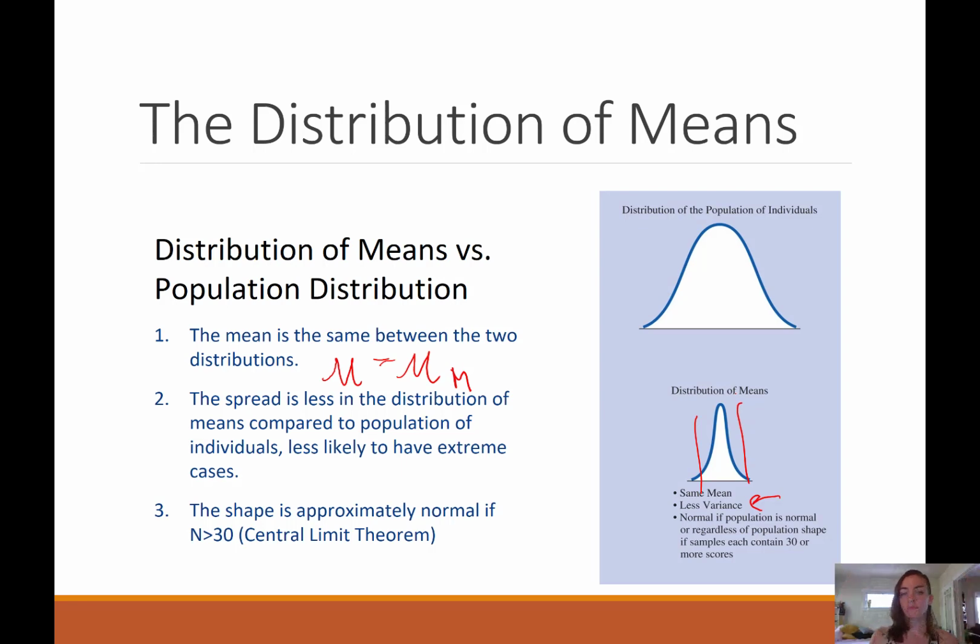Okay, and thirdly, the third thing we know about the distribution of means is that its shape will be approximately normal if the sample size is greater than 30. Okay. It will also be normal, approximately normal, if the population distribution is known to be approximately normal. So that's in this note here. You see normal if the population is normal, or regardless of the shape of the population distribution, this distribution will still be approximately normal as long as sample size was about 30 or more.